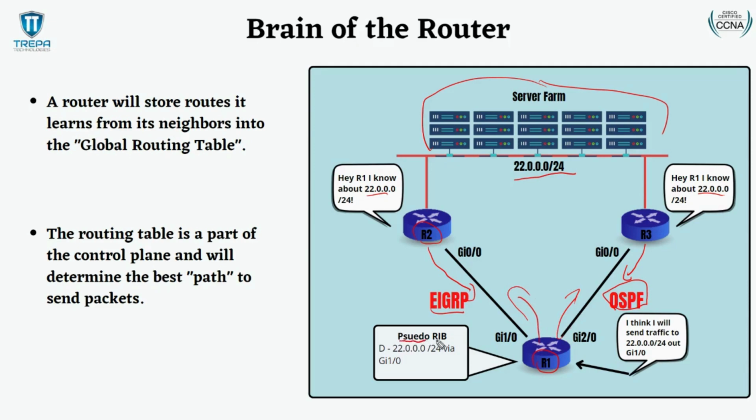So we see this, what I call pseudo RIB. RIB is another term for global routing table. It stands for routing information base. So it's deciding to go out gig 1/0 to send traffic to 22.0.0.0/24. And we're going to see later on in the section why it decided to do that. But this is how that control plane works for a router, right? When sending those packets onto the destination, it decides the best path by doing a lot of calculations about routing protocols, longest prefix. We're going to get into that.